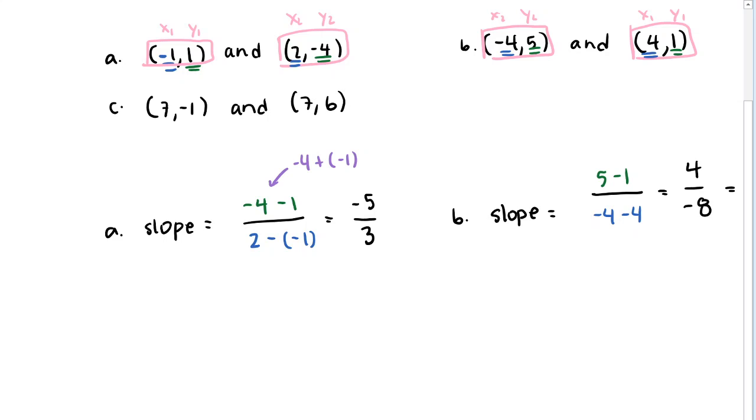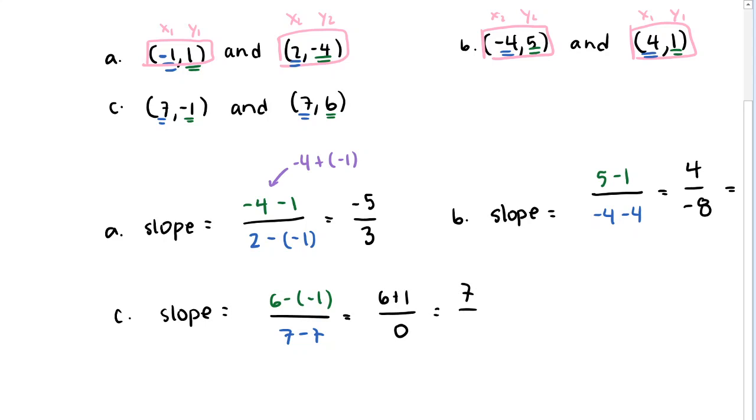And then this last example, C, this slope here is, here maybe I won't label these x1 and y1, x2 and y2. I'll just think of this second point as this x2, y2. So I've got 6 minus negative 1 over here 7 minus 7. So 6 minus negative 1, that's 6 plus 1. 7 minus 7, that's 0. This is 7 over 0, which is undefined.